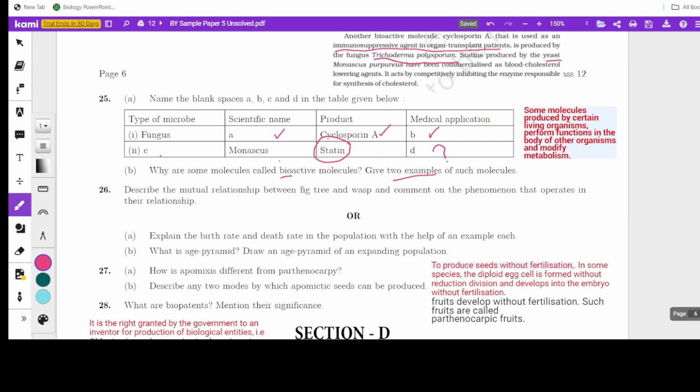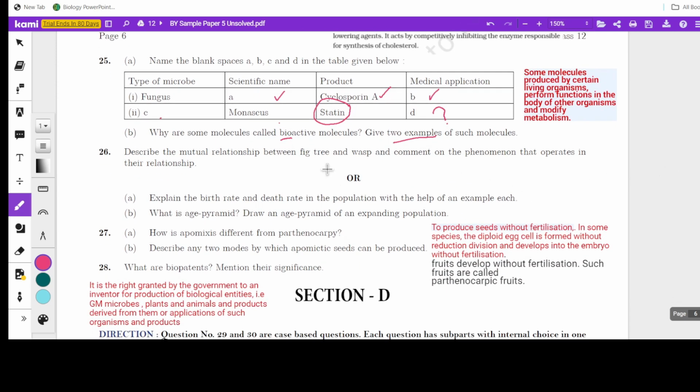Now describe the mutual relationship between fig tree and wasp and comment on the phenomenon that operates in their relationship. So it is a direct question. The fig tree and the wasp relationship. You have to write that mutual relationship, mutualism between them. And not only the mutualism, it is unique because certain species of fig tree can pollinate only with the help of wasp. So that phenomenon you have to mention.